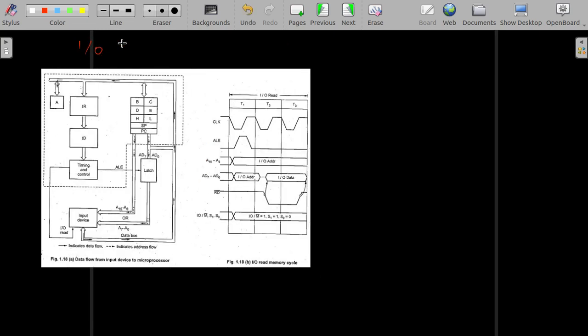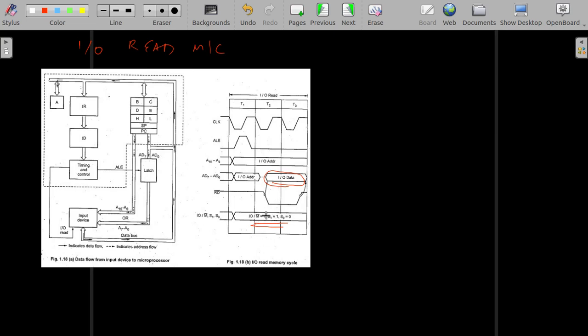The type of machine cycle here is the IO read machine cycle. The concepts are similar: how the address and data buses change. Since it is a read, the read signal is changing, the data is coming from the IO device, and the status signals are also changing. So this is important.